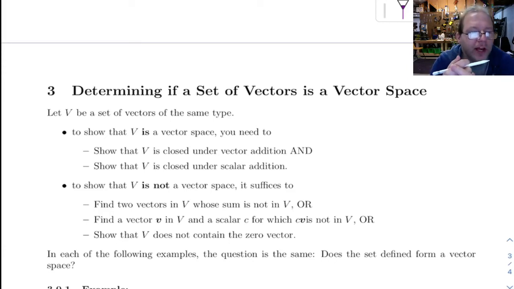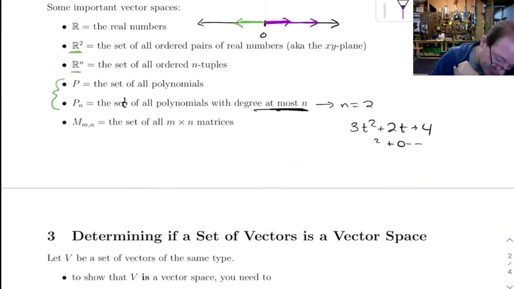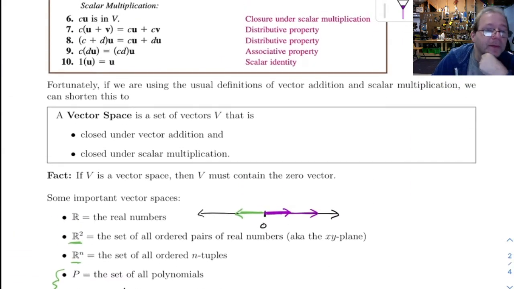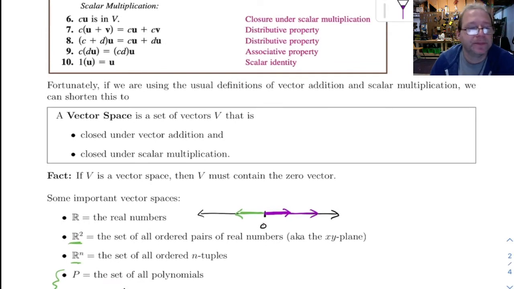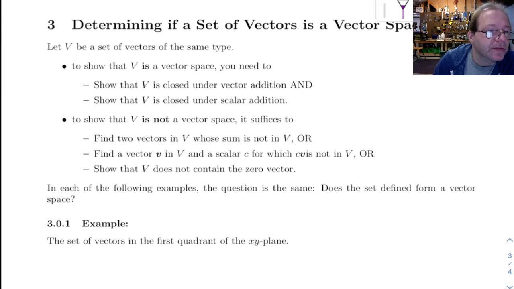Okay, now we're going to look at if you're given a set of vectors, how can you decide if those vectors constitute a vector space? You know, a set can be any collection of vectors, but a vector space has to satisfy these rules up here. It has to be closed under addition, it has to be closed under scalar multiplication. So let's look at this.